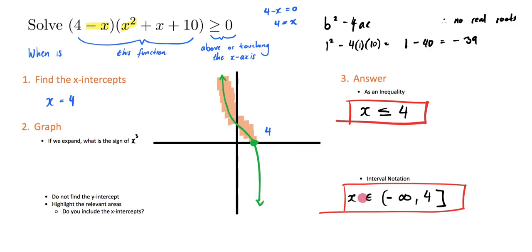Perfect. Hopefully this video has been helpful to you. Remember, do not find the y-intercept. That would be a waste of time. Your graph is merely a tool to help you get the answers.